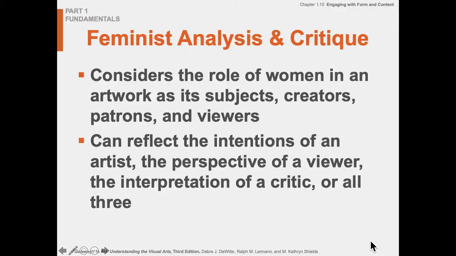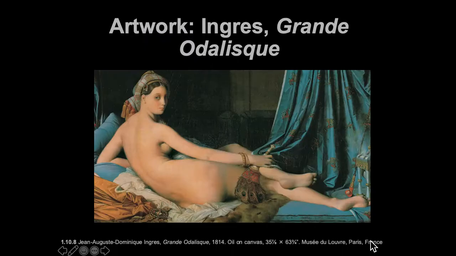Chapter 1.10, Part 4. So we're still on feminist analysis and critique, and we are looking at the Odalisque. And remember, this is the kind of work that feminists were really critical of in terms of the objectification of the woman and idealization of the woman. She's got extra vertebrae, or she's not drawn quite correctly, but that was the fashion or the predilection of the artist. He particularly liked women's long backs, so that's how he portrayed her. So this is the objectification.